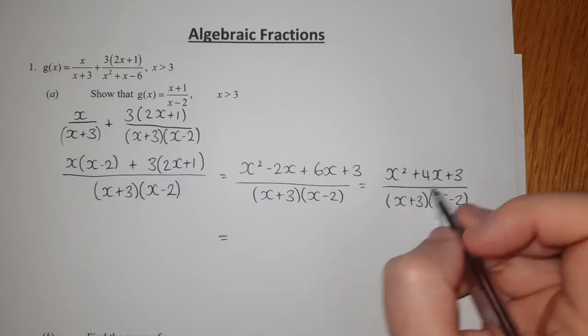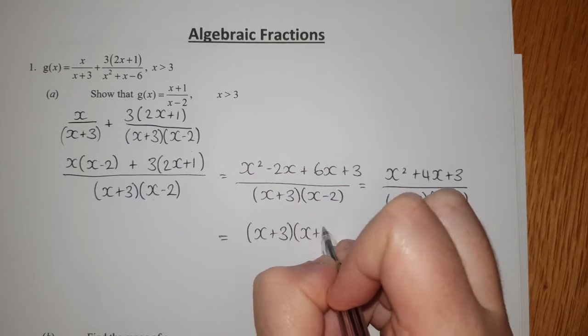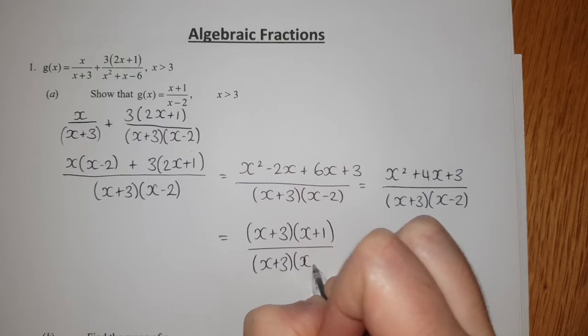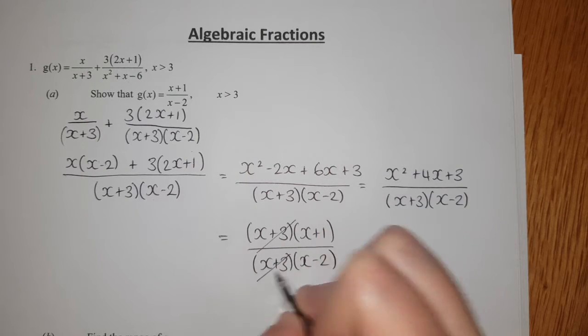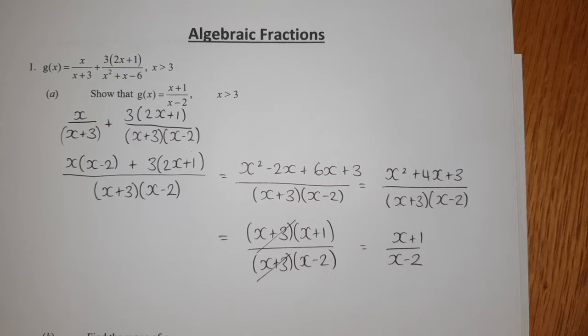So if I factorise the top there, I get x plus 3, x plus 1, and on the bottom you've got x plus 3, x minus 2, in which case those cancel to leave us with exactly what it asked for in the question, x plus 1 over x minus 2.